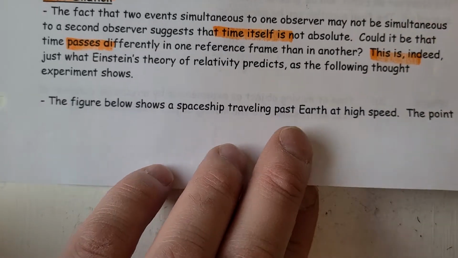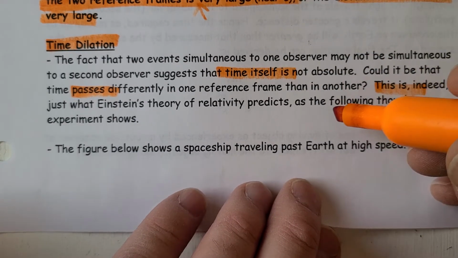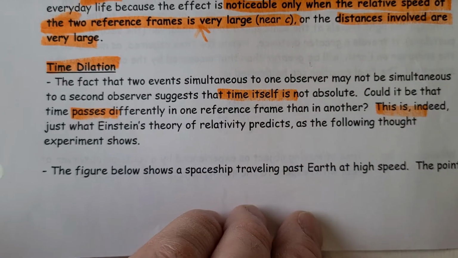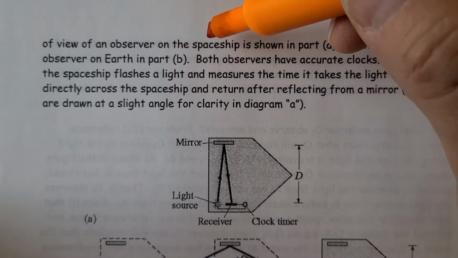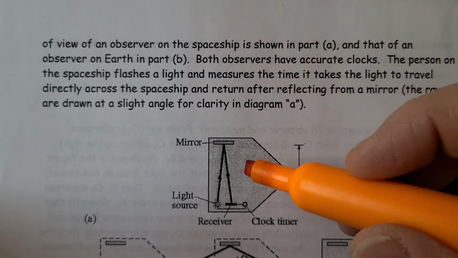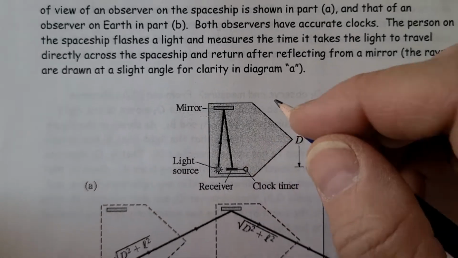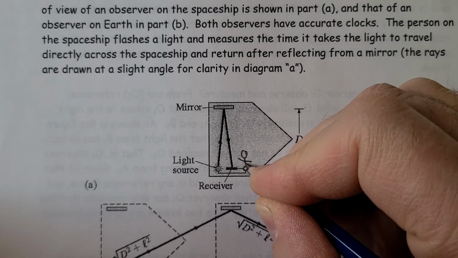So usually the classic thing you talk about when looking at time dilation is a spaceship traveling. One person's in the spaceship and the other is watching from the outside. So we have a view of an observer on the spaceship as shown in part A. So let's say this is a bird's eye view of the ship, I suppose. So there's a person standing here.